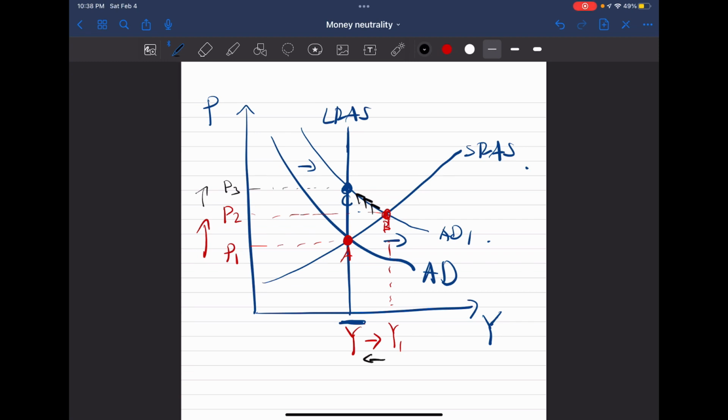So in this case, we have demonstrated money neutrality because the real variable, the output, goes back to Y bar. It does not change. It stays at the natural level at Y bar. The only thing that changes is the prices, or in other words, the nominal variables. P1 has ultimately shifted to P3, but the output is still the same. So in this case, we say money is neutral. Money does not affect the real variables. It only affects the nominal variables.